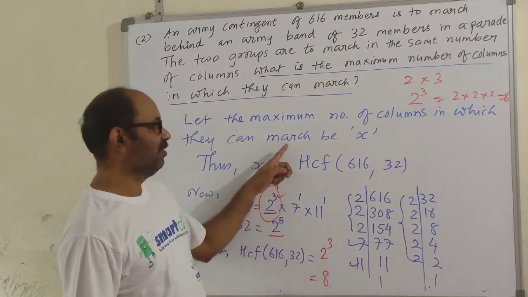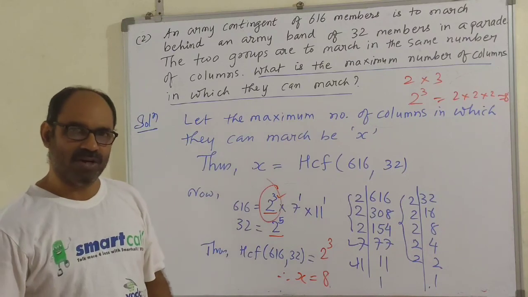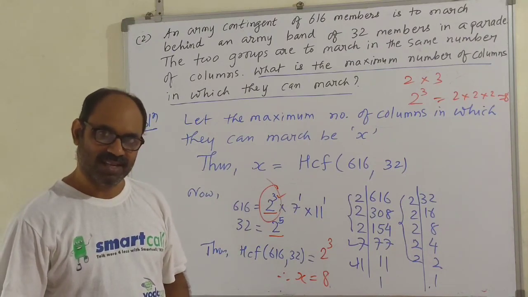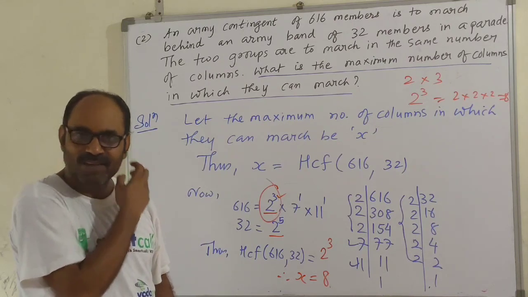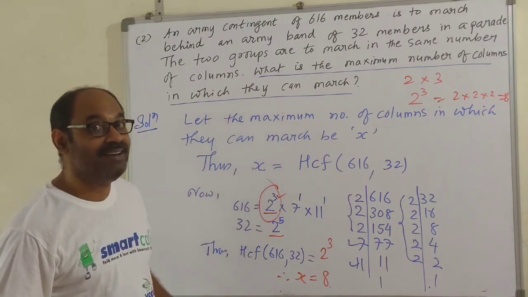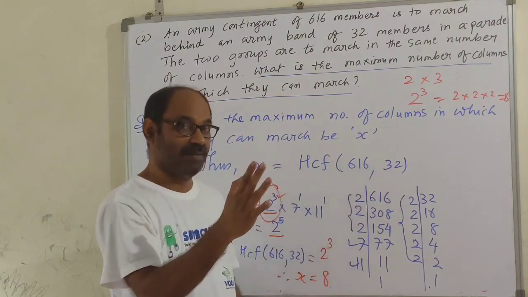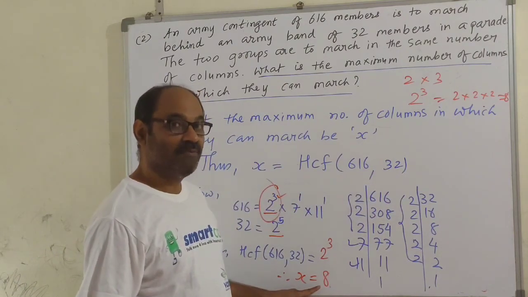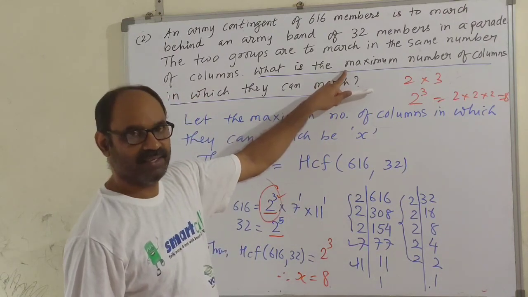So what is the answer? Therefore X is equal to 8. So maximum 8 columns can be formed. Is that clear? You can form a different number of columns as well. If you take all common factors of 616 and 32, you can think of all possibilities. But formation of 8 columns is the maximum. Correct? Okay.